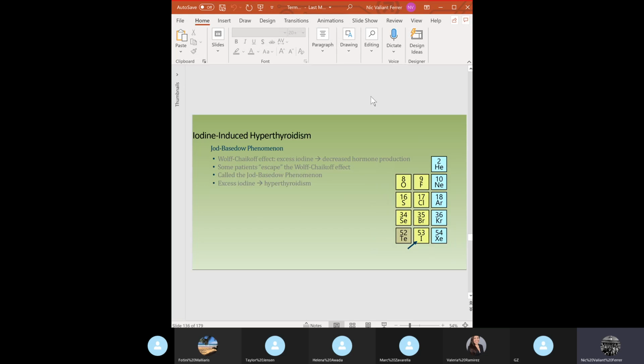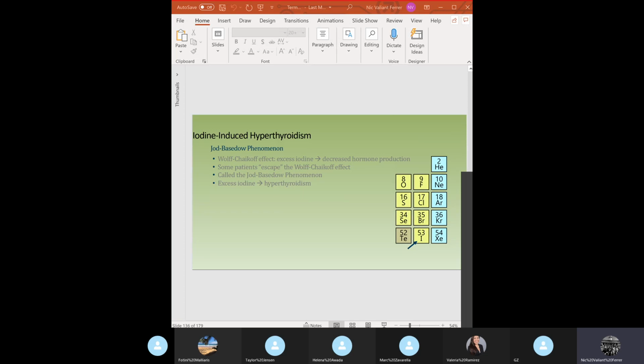We talked about the Wolff-Chaikoff effect. Now we need to talk about the Jod-Basedow phenomenon. These are 2 high yield topics when we're talking about the thyroid. As I've said before, the Wolff-Chaikoff effect is protective. The body is protective. You have excess iodine, therefore the body needs to decrease production of your thyroid hormones. Now, there's another thing called the Jod-Basedow phenomenon, wherein excess iodine can cause hyperthyroidism.